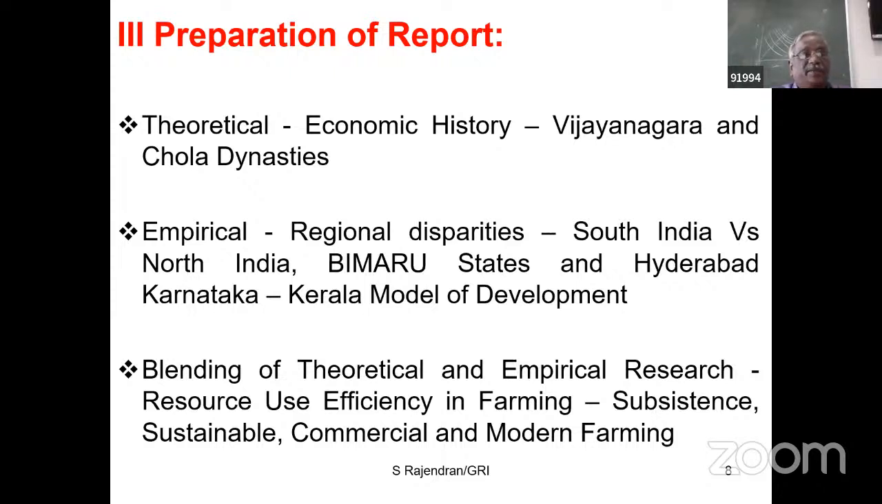And in the pre-modern dimensions, we have issues like regional disparities. If you take Karnataka, we have the concept of Hyderabad Karnataka, Bombay Karnataka, Southern Karnataka, etc.